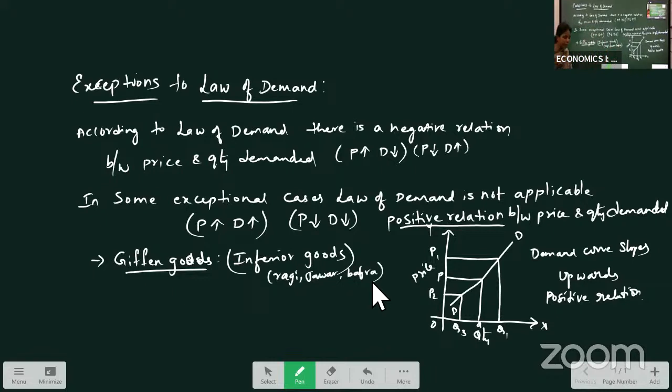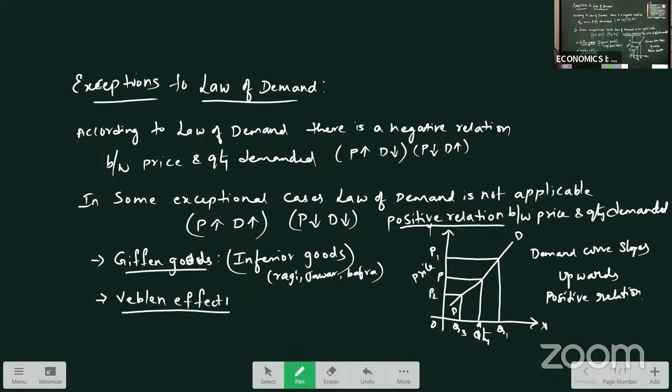Inferior means what? When people's income levels are low, they prefer low priced items or low quality, which is very important for them. So that way we have given goods. In the case of given goods, the law of demand is not applicable. Is it clear? Now, the second exceptional case is the Veblen effect.